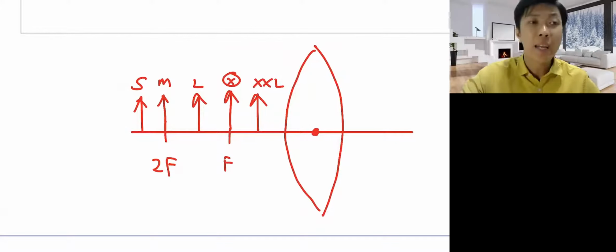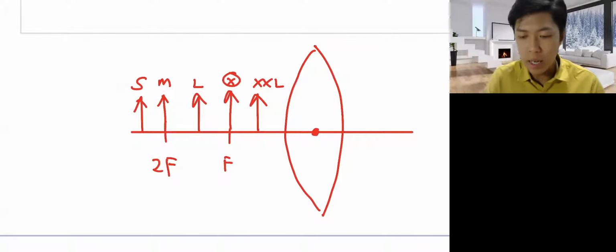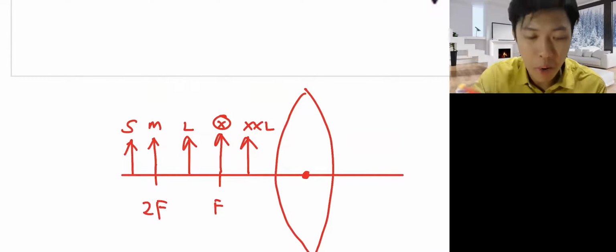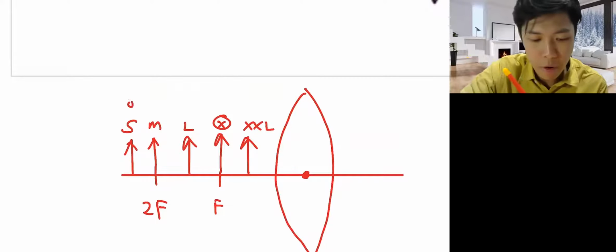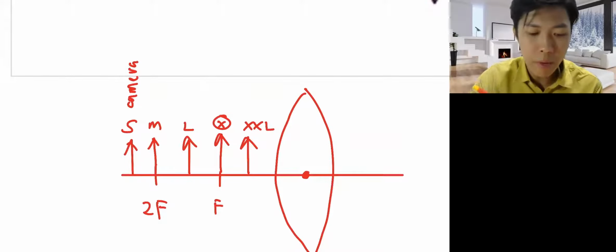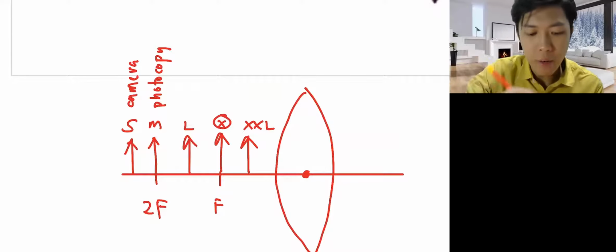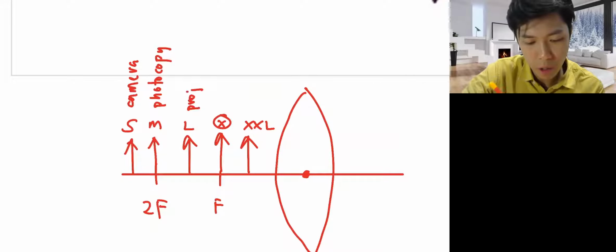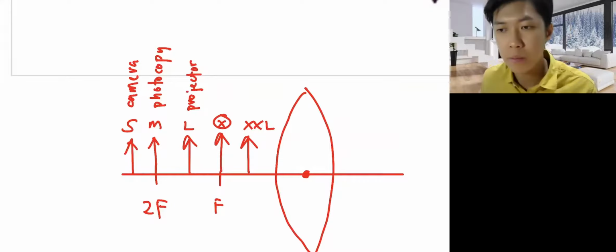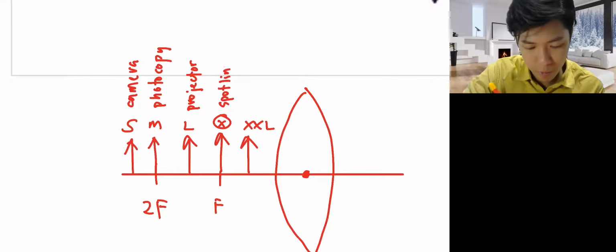And hence, we will try to memorize the instrument of each of them. So for the first one, which is the small one, we use that for a camera. You try to remember everything in one picture. Second one is for photocopier. And the third one is for projector. The last one is for spotlight.